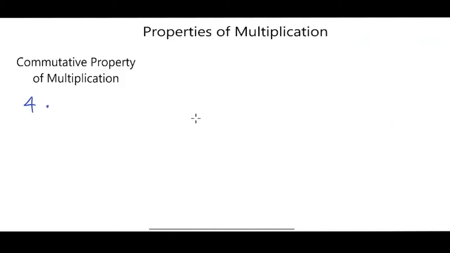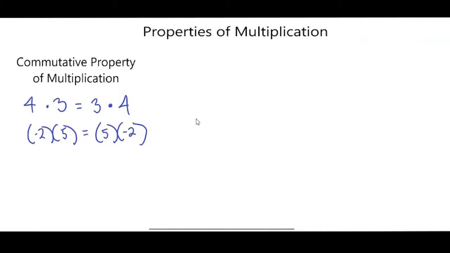I can do 4 times 3, and that is the same as 3 times 4. Or negative 2 times 5 is the same as 5 times negative 2. That also means that x times y is equal to y times x.